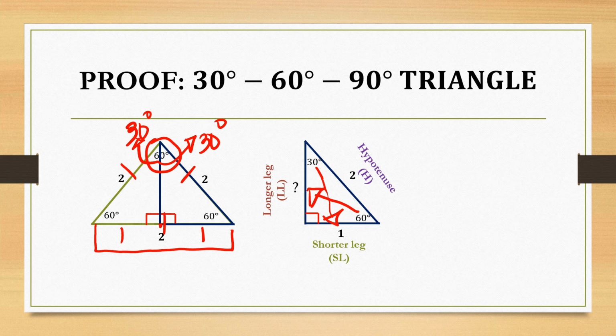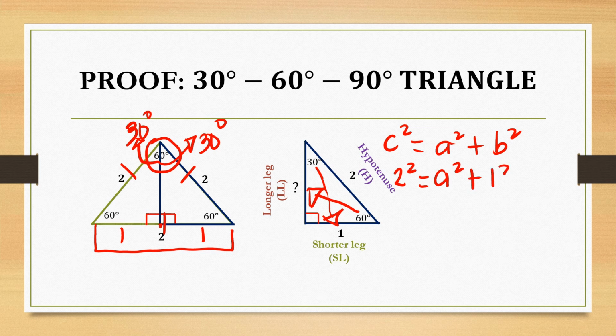So, para makuha ang length ni longer leg, we need to use the Pythagorean theorem. So, we have c squared is equal to a squared plus b squared. So, sabihin natin na si A, si longer leg. So, ang ating C ay ating hypotenuse which is 2. So, we have here 2 squared is equal to a squared plus ang ating b na 1. So, we have 1 squared. So, 2 squared that is 4 is equal to a squared plus 1 squared that is 1.